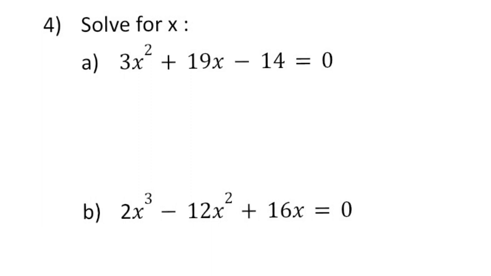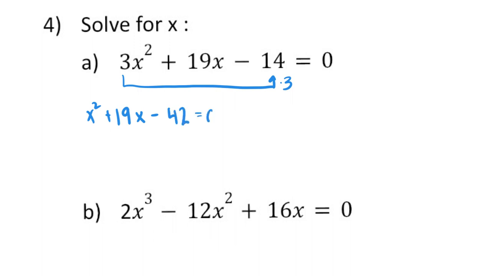So let's look at this first question. I have 3x squared plus 19x minus 14 equals 0. The first thing we want to do is make sure our entire polynomial equals 0. So we're good on that. Then we're going to factor. This is a little bit harder factoring. I have x squared plus 19x minus 42 equals 0. So we want to find two things that multiply to get negative 42 and add to get 19.